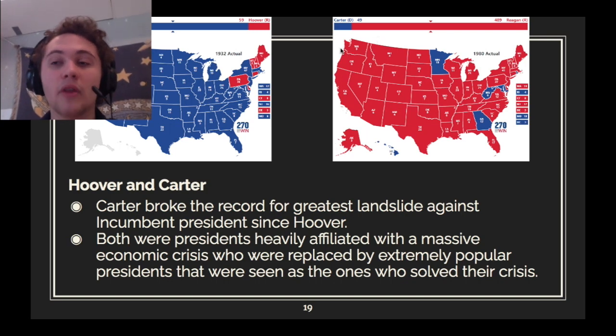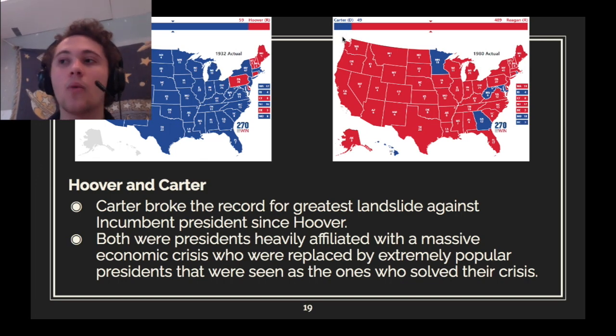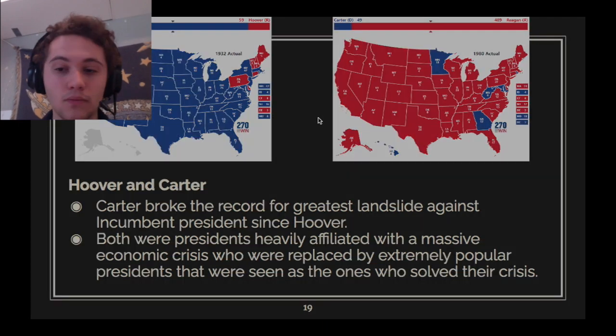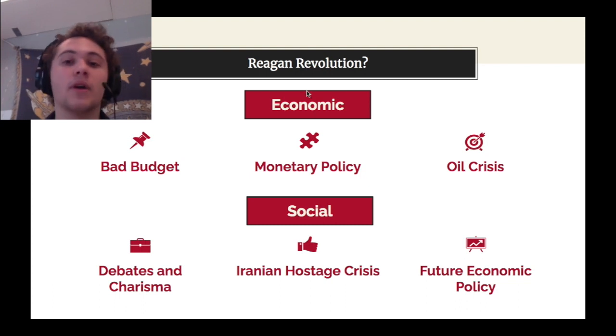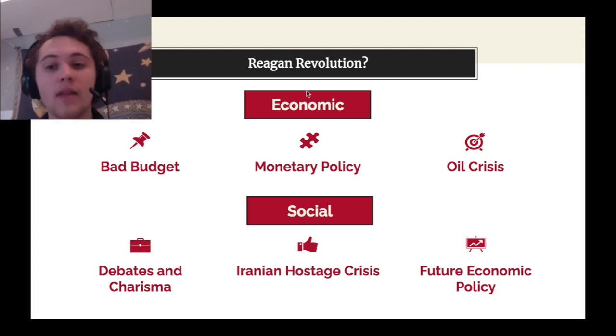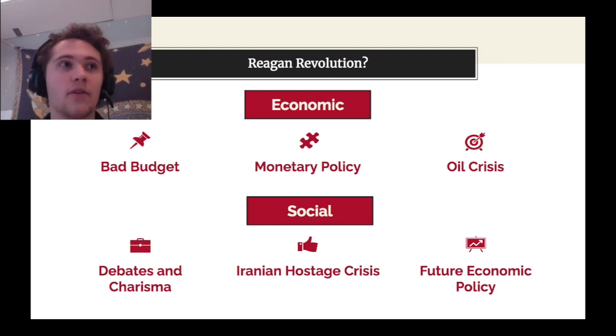A lot of the economic situation, a lot of the economic crisis seen during Carter's administration were a consequence of Nixon's economic policy as well. And so, what can we affiliate the Reagan Revolution to? Because the question is, did the OPEC oil crisis and the Iranian Revolution oil crisis cause it? To what extent did it cause the Reagan Revolution?